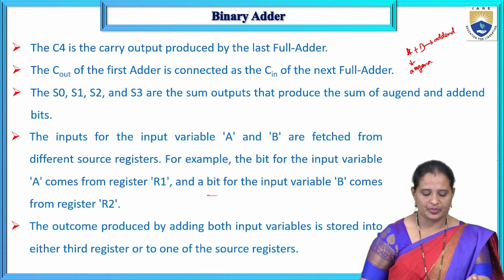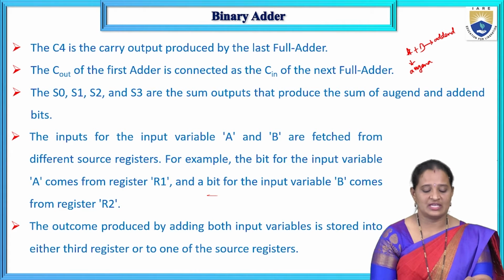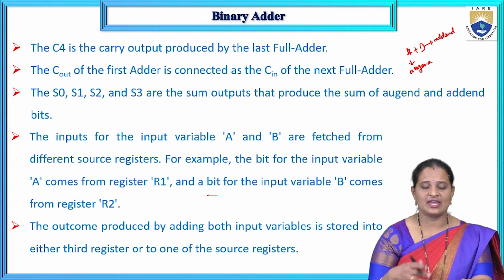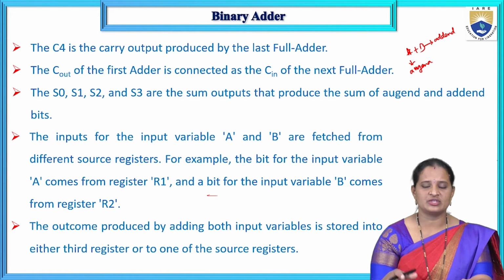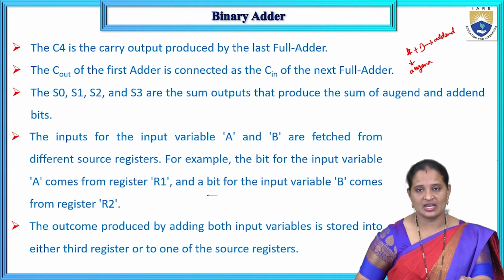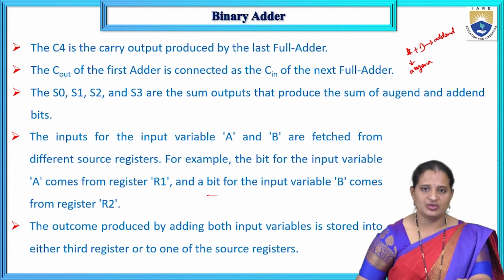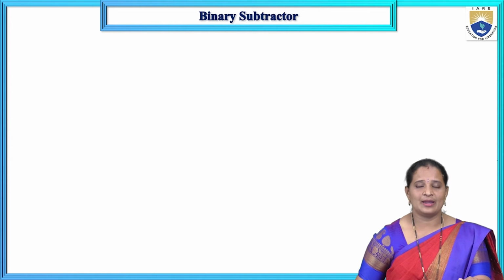The outcome produced by adding both input variables is stored in a third register, or in one of the source registers. I can use another register for storing the sum output of the adder, or else I can use any one of the source registers. That means either R1 or R2, or else I can go for a new register for storing the sum output of this addition. Okay, so that is the binary parallel adder.